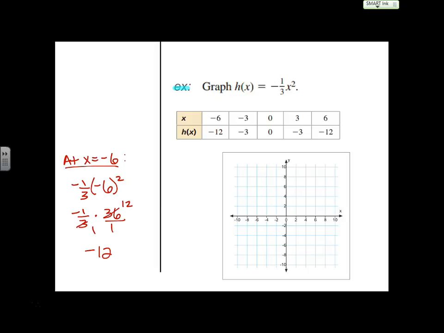Let me see your table. The last time I asked, it needs to be done when I ask, not you doing it when I ask. Okay.